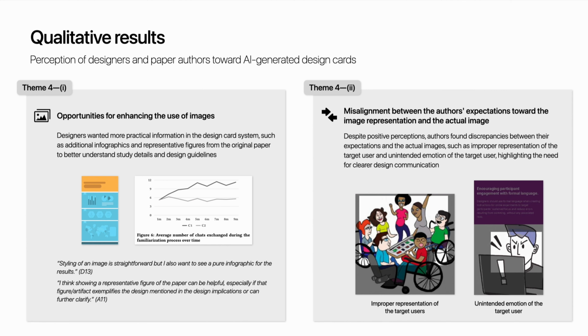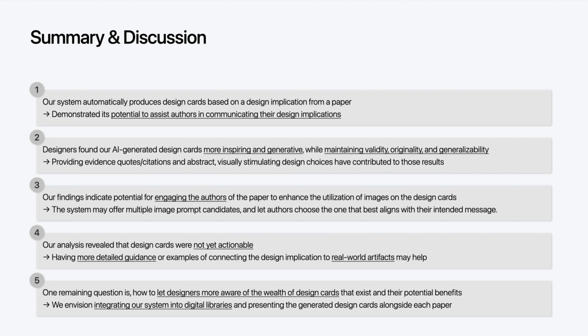At the same time, we could also identify several areas for future improvement. First, we've noted opportunities to enhance the utilization of images, such as incorporating infographics or representative figures from the original paper. Additionally, some authors highlighted discrepancies between their expectations for image representation and the actual images, highlighting the potential need to improve the pipeline for aligning these elements.